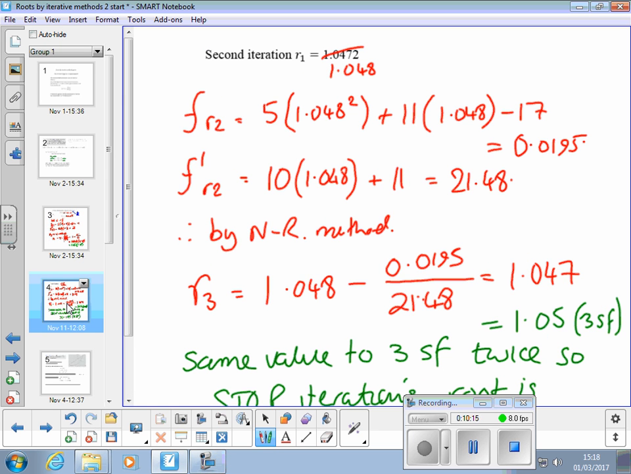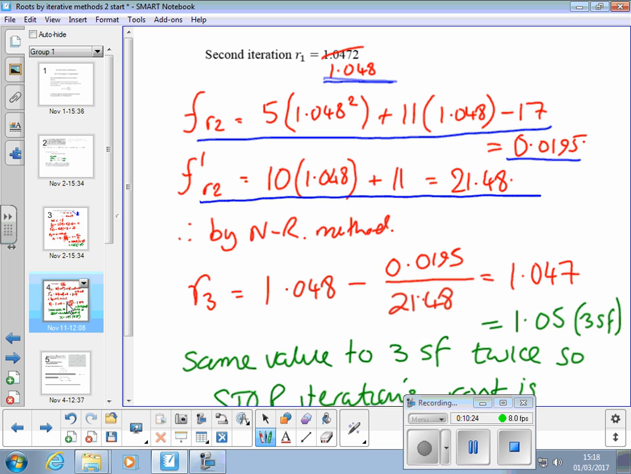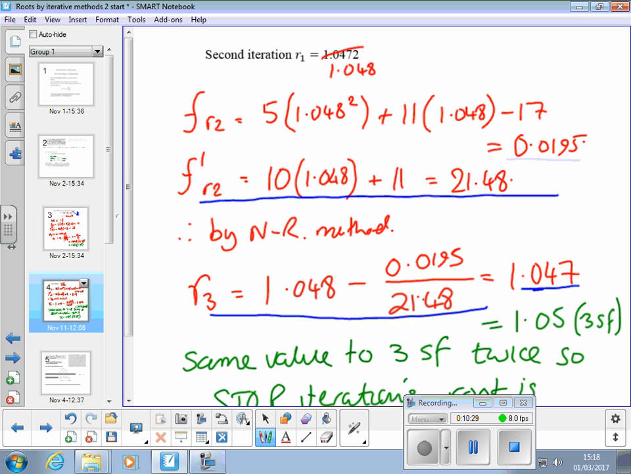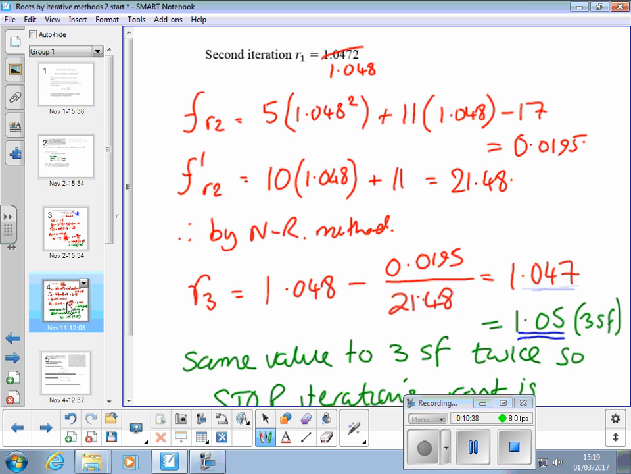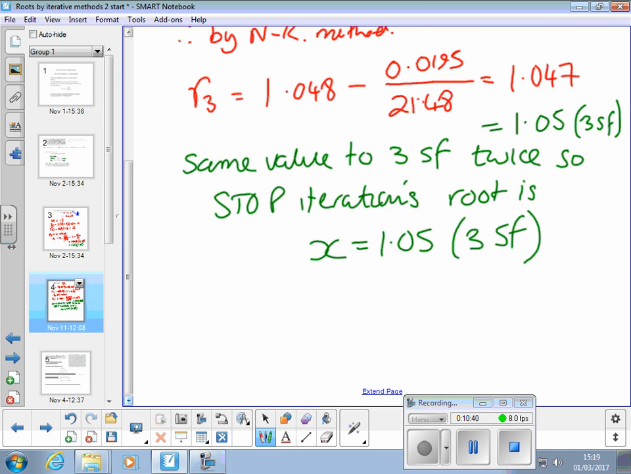Second guess starts at 1.048. We put that into the function and get an answer. We put that into the differential of the function and get an answer. All of that then goes into Newton Raphson's formula, giving us a result there. Then rounded to 3 significant figures, we've had the same value twice, 1.05. Therefore, we stop iterations and we can say the root of this we're looking for is 1.05 to 3 significant figures, which is the same answer as we got this morning using the bisection method, but in 2 iterations instead of, what was it, 11, something like that.